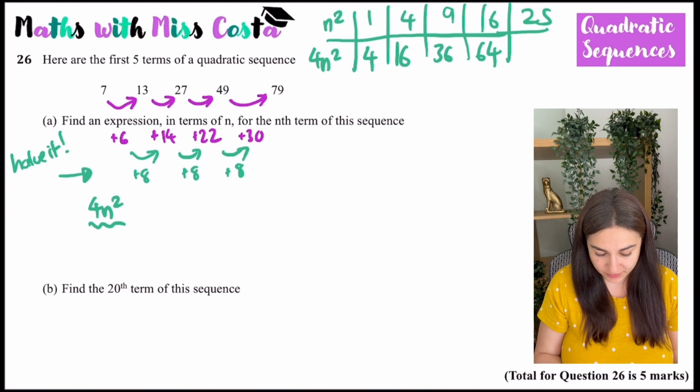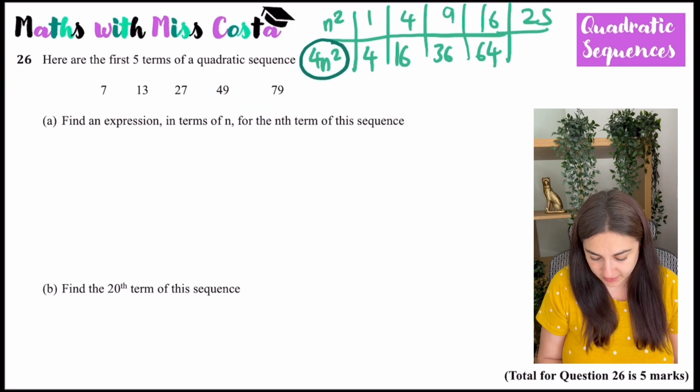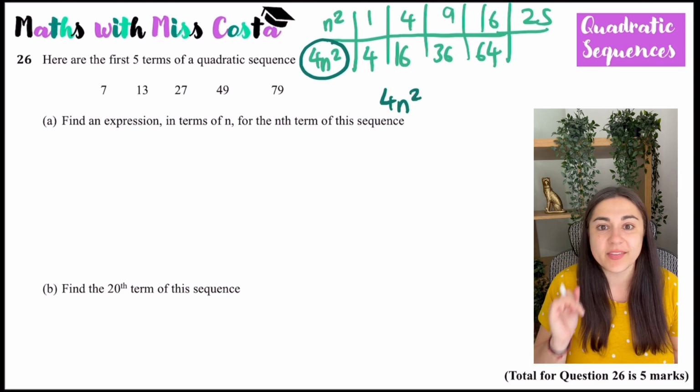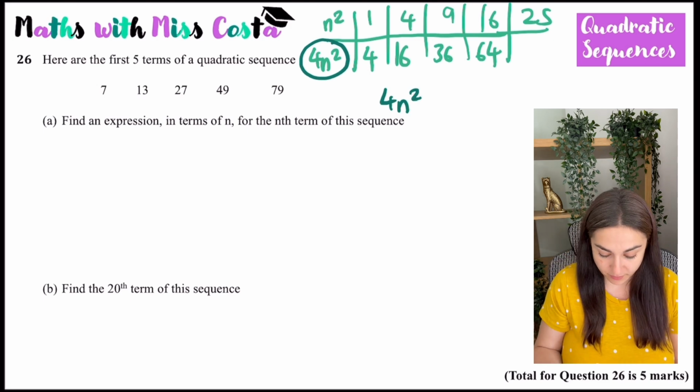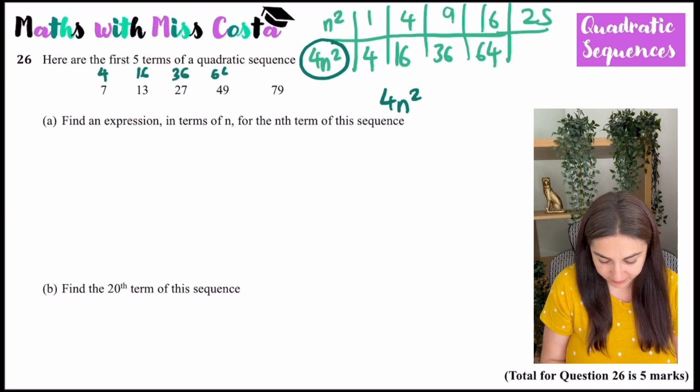So what I can do then, once I found my second difference and I halved it, that tells me what n squared is going up in. So I know it's going up in the 4n squared times table, so that will be the first part of my sequence. I then write out this second sequence above my original sequence. So that would be 4, 16, 36, 64.